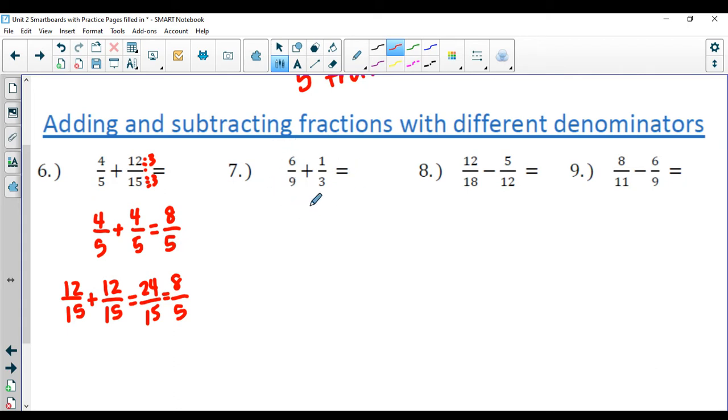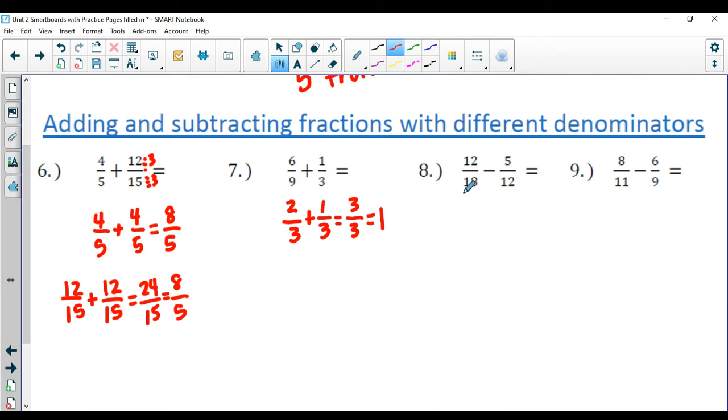Same thing here in number 7. I can either change it so I have common denominators of 9, or if you noticed, I could actually reduce this one. In reducing, divide them both by 3. My new fraction is 2/3. 2/3 plus 1/3 is 3/3, more commonly known as 1.